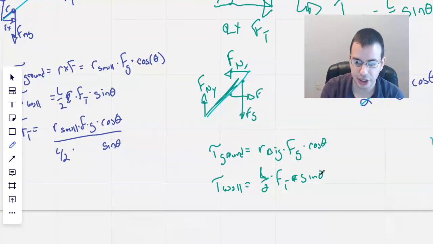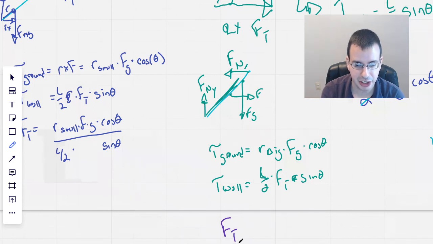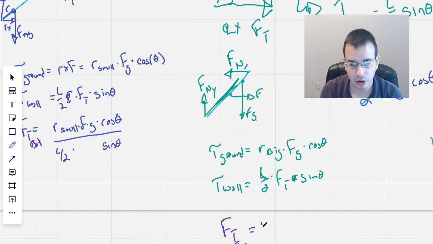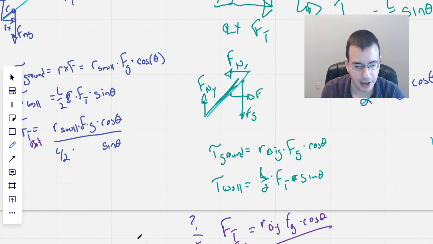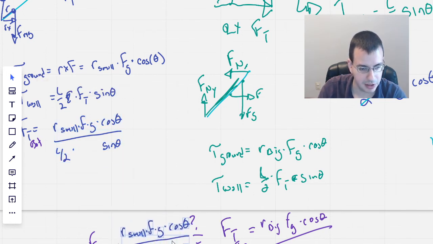Setting these equal and solving for force tension, I'm going to call this force tension top step. This will be force tension bottom step, which will equal R big times force due to gravity, there we go, times cosine of theta all over L over 2 times sine of theta. And we want to compare force on the bottom to force on the top.